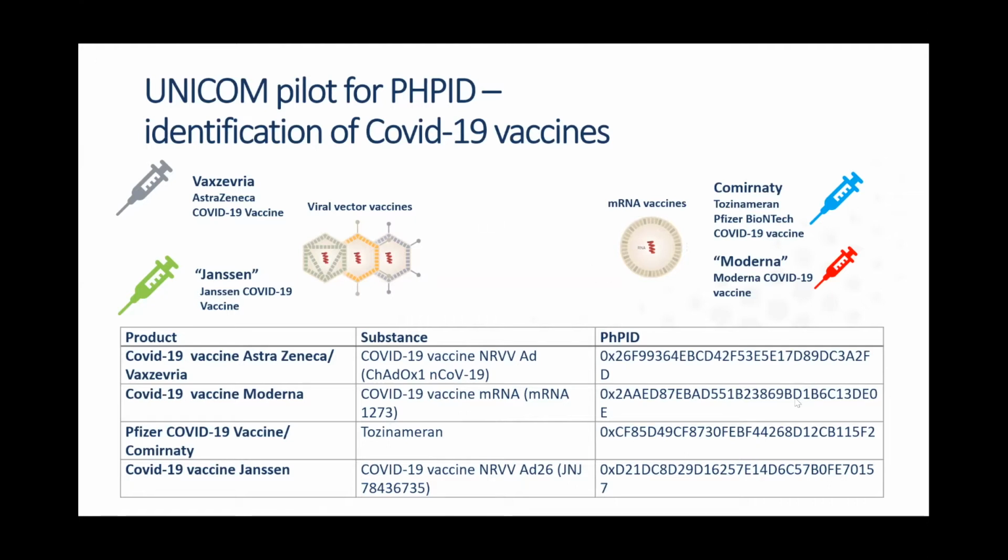So, as you know, the current COVID vaccines on the markets are diversified and they use different platforms. And here's an example of the vaccines used in Europe. And as you can see, there are two different platforms, the viral vectors and the mRNA vaccines. And UMC have now calculated the preliminary PHPIDs for these COVID vaccines. And I will tell you some about the challenges that we have faced so far and also how we are solving them.